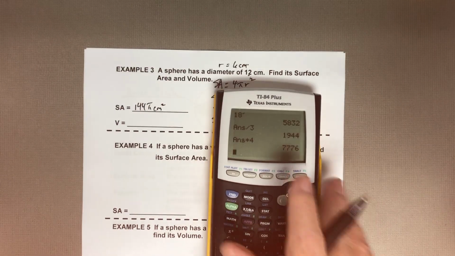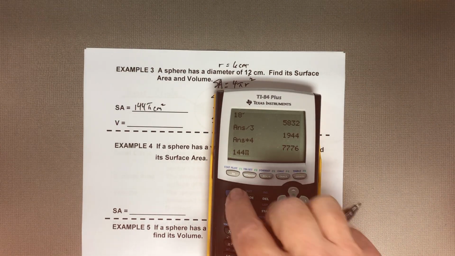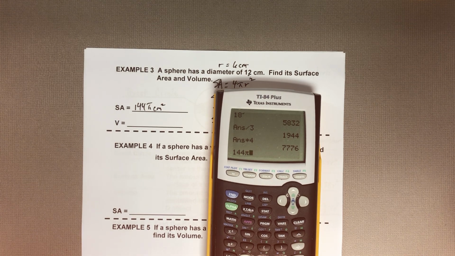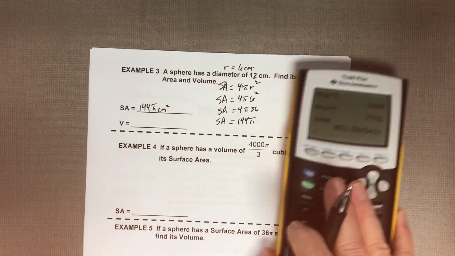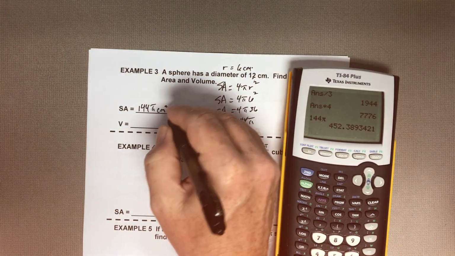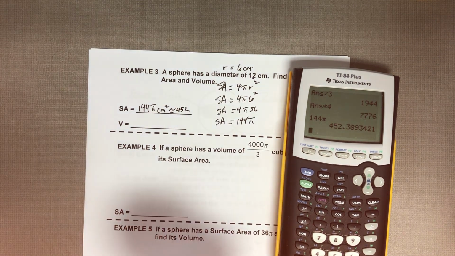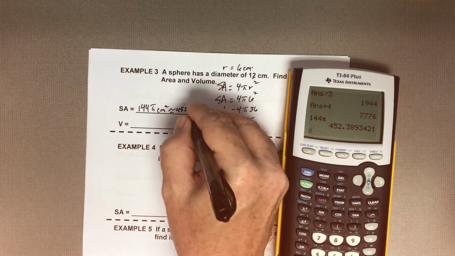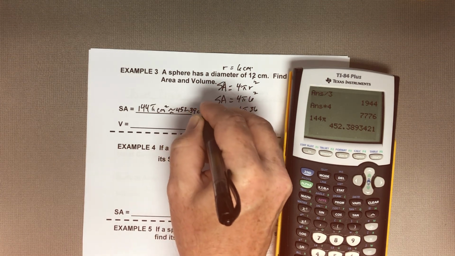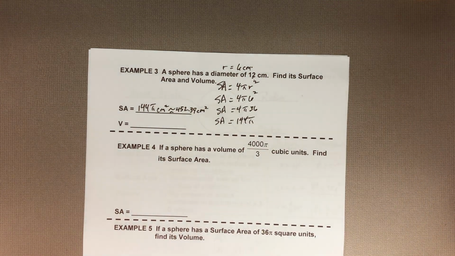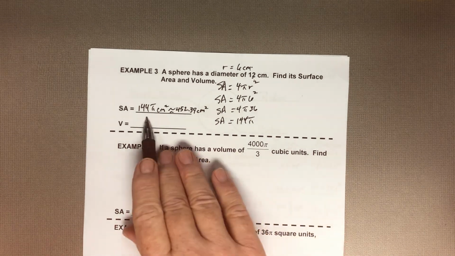or you could approximate it. If you want to approximate it, just type in 144 second caret to get your pi, and then we would approximate that to be about 452.3, let's go 2 decimal places, 0.39 square centimeters. All right, there's your work for the surface area.